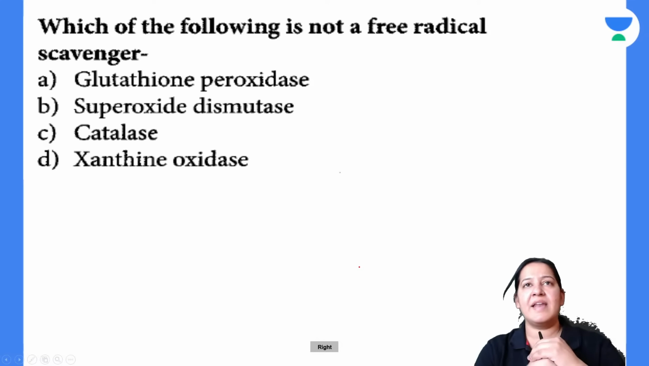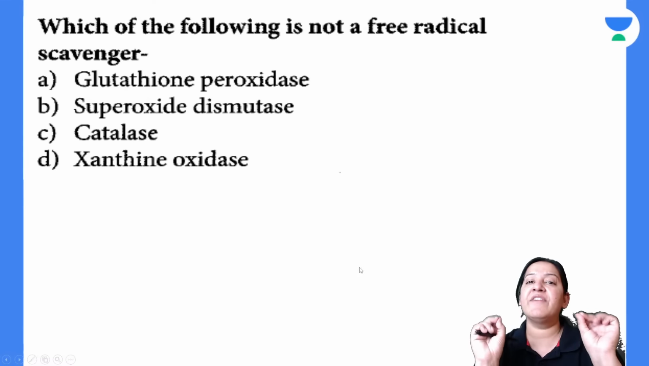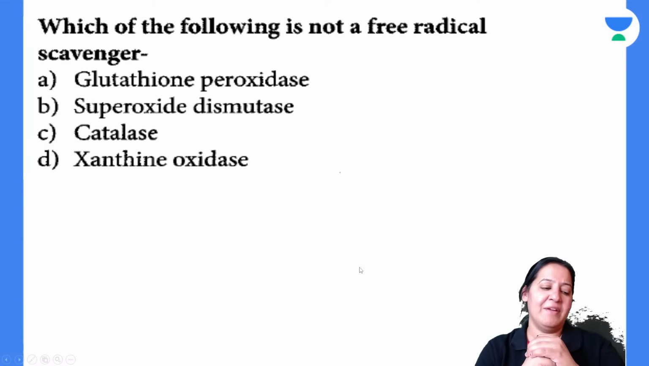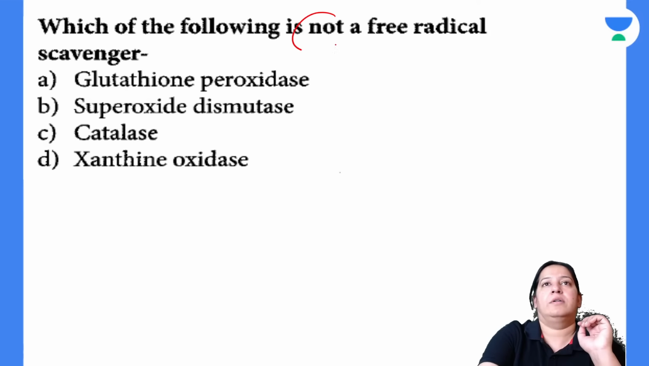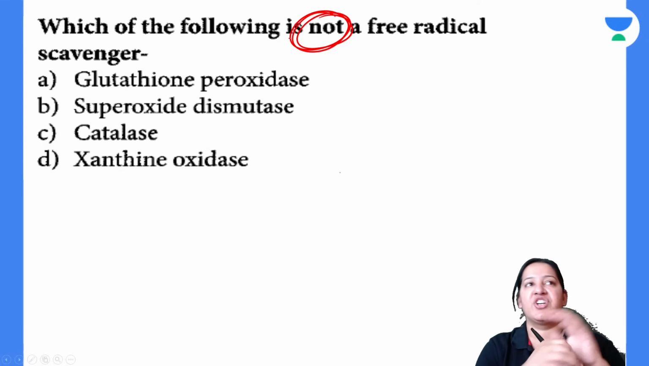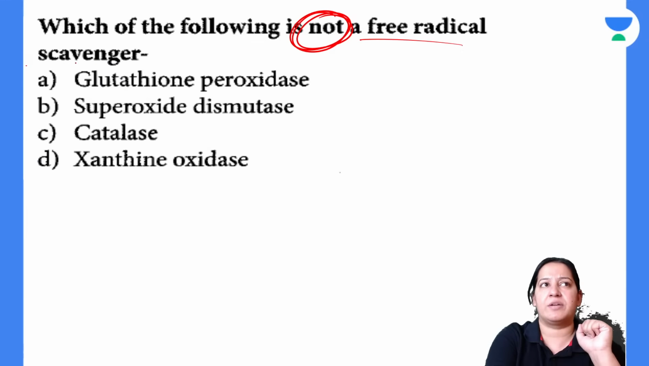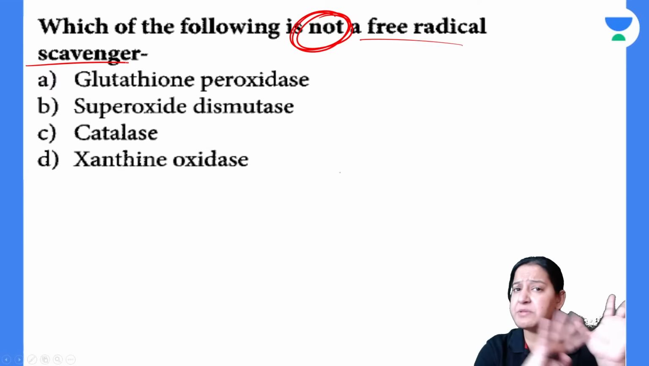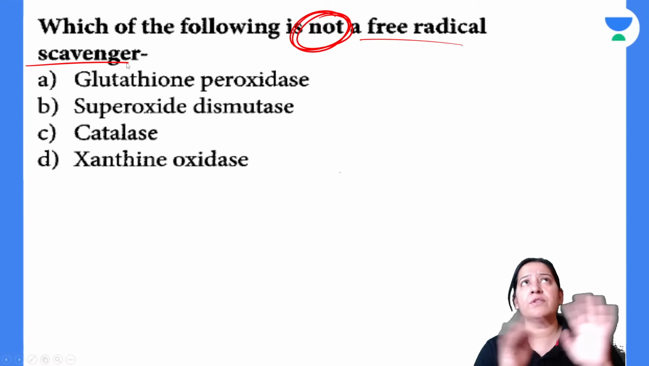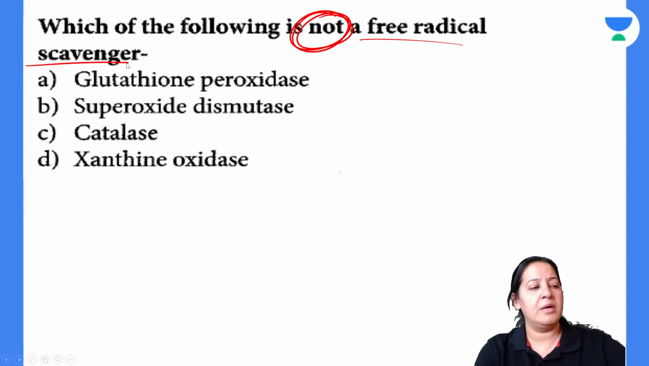Very good. This is the next question in front of you. I guess everyone will be right in this question. Which of the following is not a free radical scavenger? Scavengers are the enzymes which eliminate the free radical. So which of the following is not a free radical scavenger? Please tell me the name. Is it glutathione peroxidase, superoxide dismutase, catalase, or xanthine oxidase?